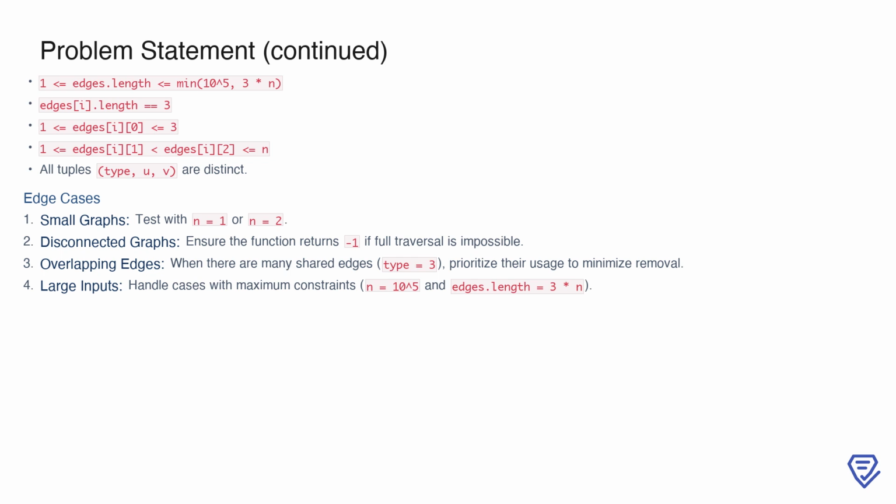Some edge cases to consider include small graphs with n equals 1 or n equals 2, disconnected graphs where full traversal is impossible, and scenarios with many shared edges where prioritizing their usage may minimize edge removal. Additionally, the solution must handle large inputs efficiently, such as when n is at its maximum value of 10^5 and the number of edges reaches 3 * n.